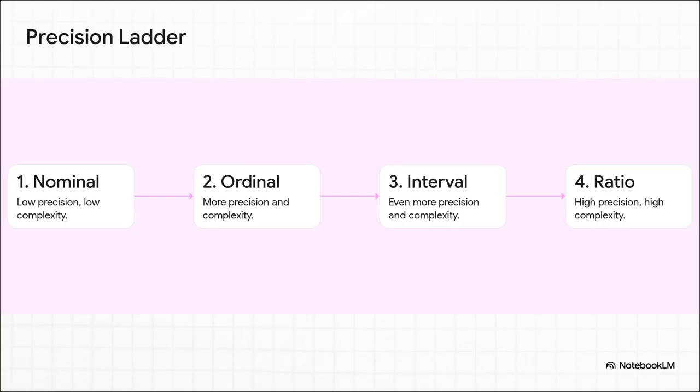And that's really the bottom line here. If you're a researcher, or really anyone working with data, your goal should always be to try and measure things at the highest, most precise level possible. The higher you climb that ladder, the more you know. Now, it's also true that the higher you go, the more complex your measurement might have to be, but the payoff in information is almost always worth it.